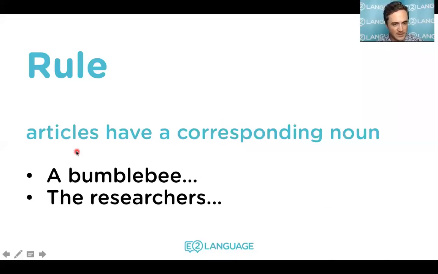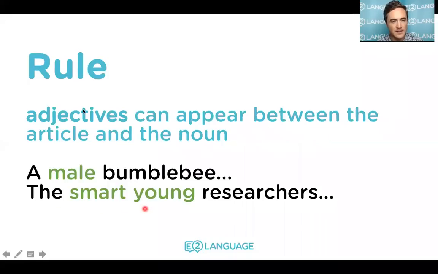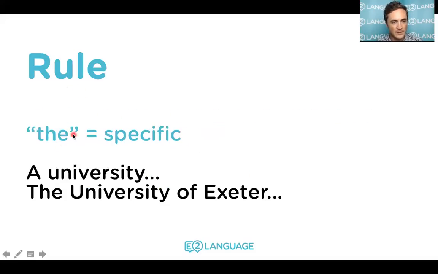First thing we learned was that articles have a corresponding noun, a bumblebee and the researchers. Here's the article, here's the noun. Here's the article, here's the noun. Second rule we learned was that adjectives can appear between the article and the noun. A male bumblebee, the smart young researchers. It might be one adjective, it might be more. But here's the article, here's the noun. That's the important connection.